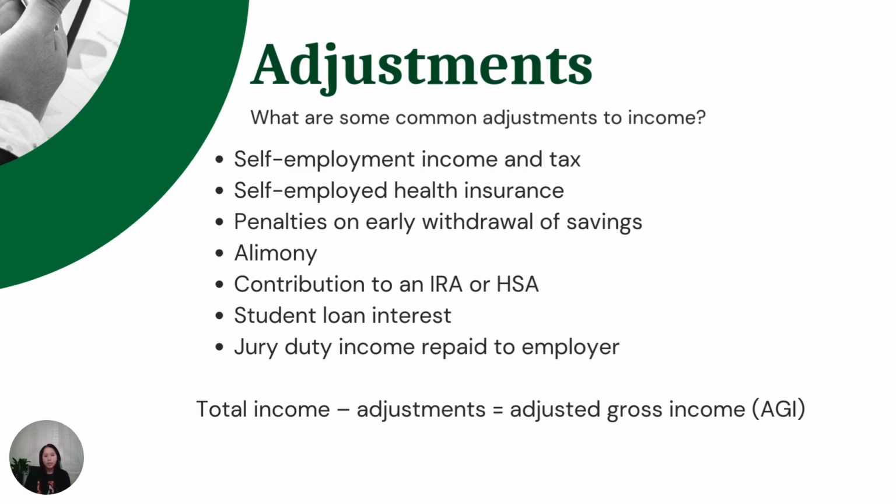So, adjustments. Adjustments are basically ways that you can take an expense that you have and subtract that expense from your gross income so that your gross income or total income is lowered, meaning that the percentage you'll be taxed at will end up with a lower amount of total tax, because what you're being taxed on is lower than what it normally would be without adjustments.